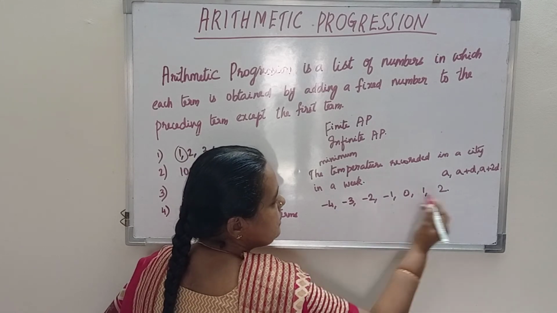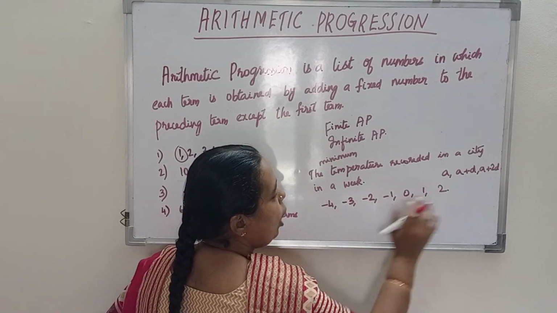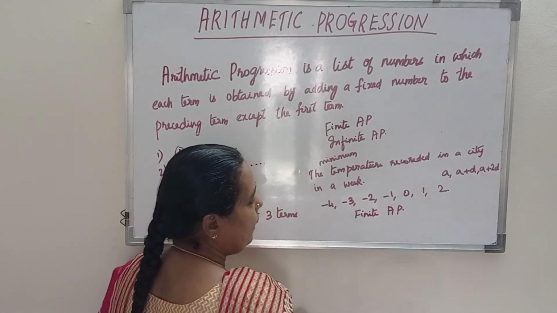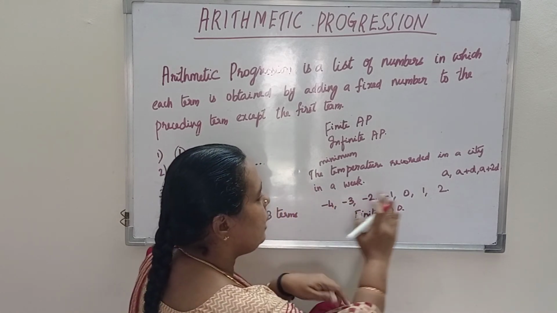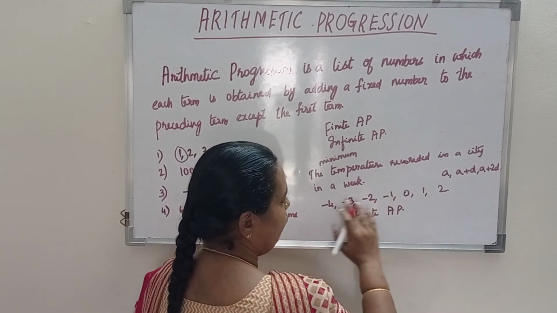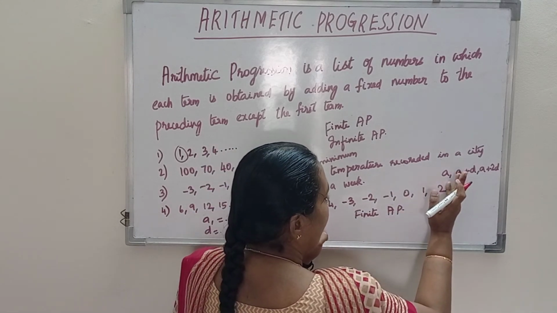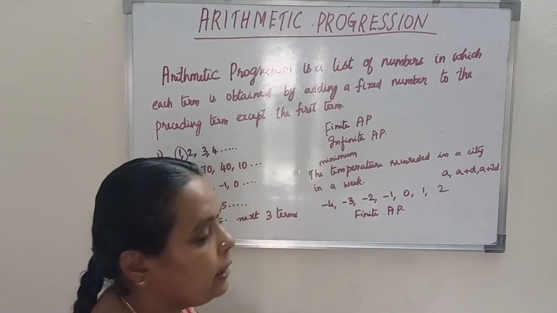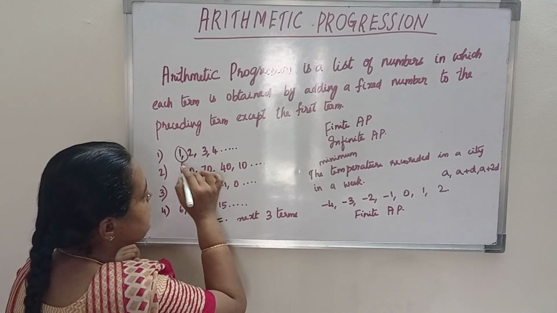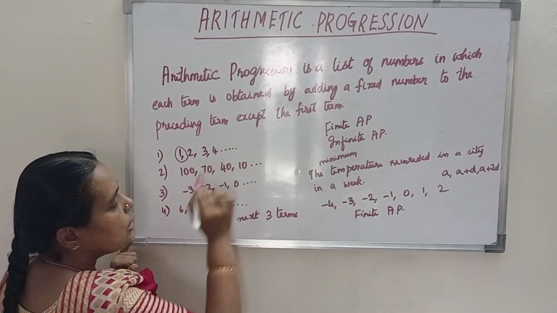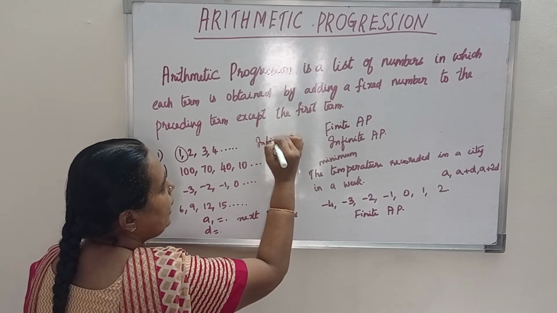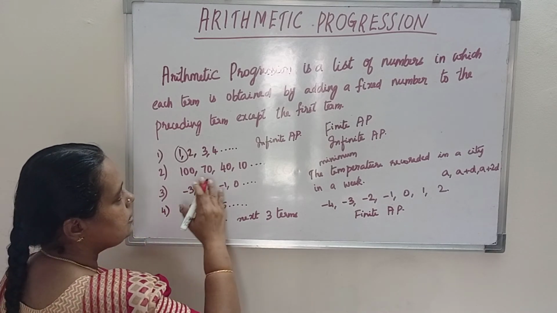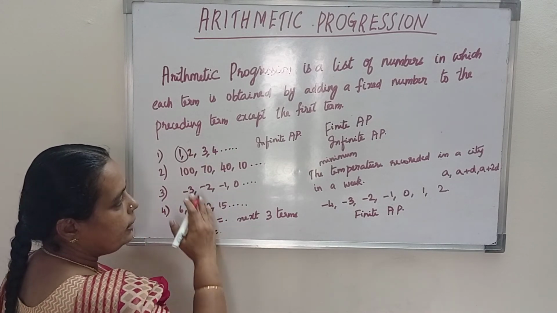The AP is ending with this 2. So this is called finite AP. This is called finite AP because it is ending with 7 numbers, because the temperature is for a week and so the numbers are ending with 7 terms. But in this case 1, 2, 3, 4 and the sequence continues, it is called infinite AP. This is called infinite AP because the numbers keep on continuing and it has no end.